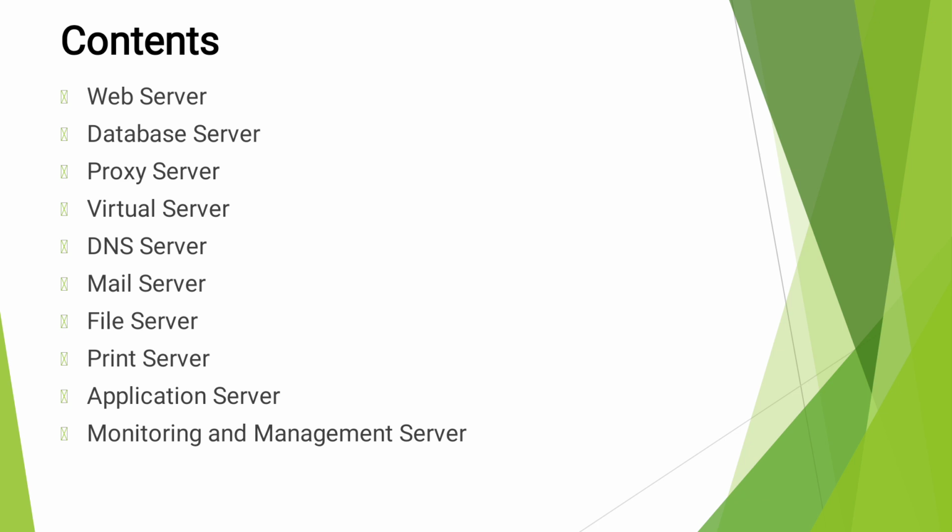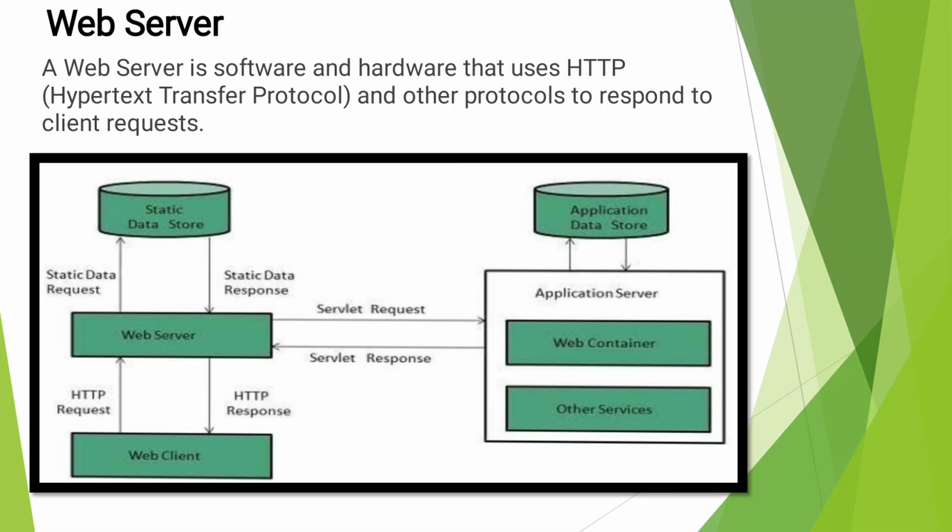So the contents are as follows: first one is web server, database server, proxy server, virtual server, DNS server, mail server, file server, print server, application server, and the last one is monitoring and management server. First of all, I'll discuss the first type of server operating system. The first type of server operating system is web server.